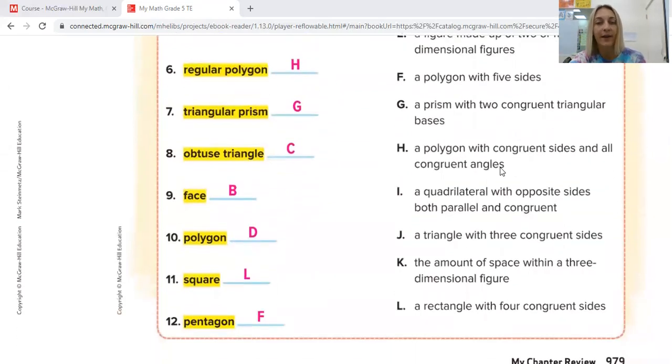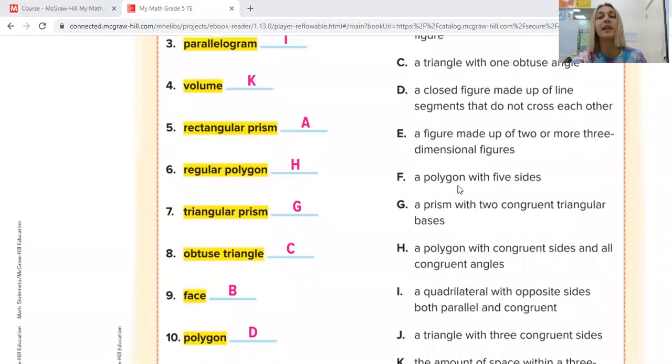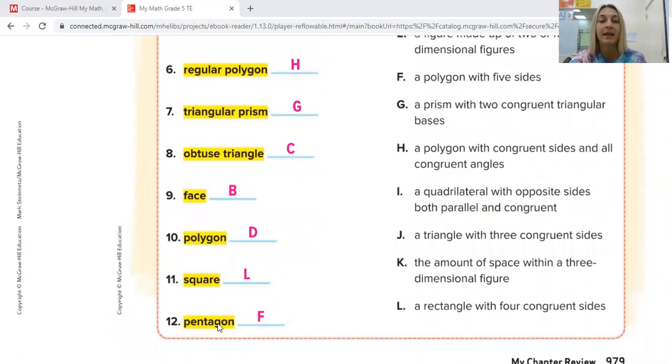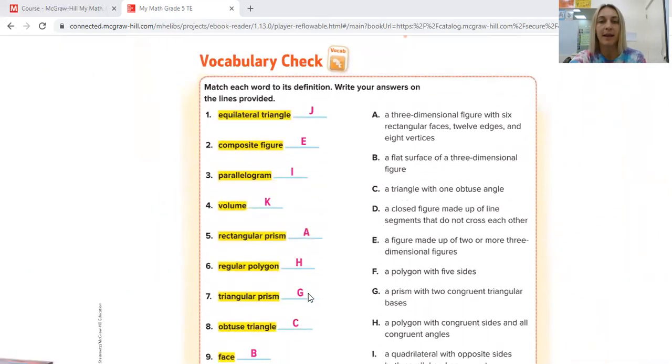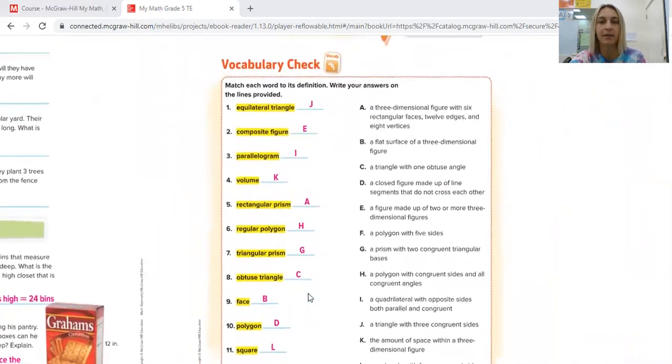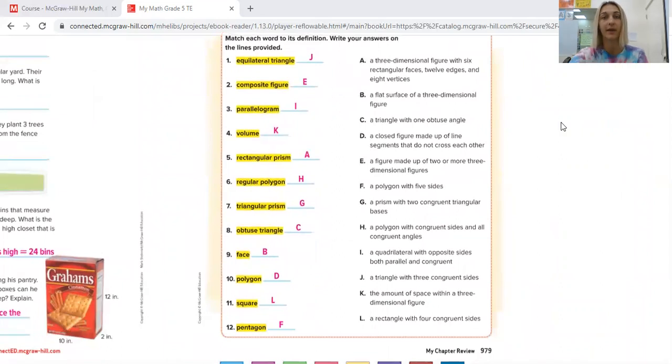Number 11, a square. This is a rectangle with 4 congruent sides. We all know what a square looks like, but the definition is that the sides are all equal, congruent. And a pentagon, number 12, I'll go up to F, is a polygon with 5 sides. Penta means 5. Okay, so I'll zoom back out if you want to pause and write down any of these definitions. Let's get this out of the way. If you don't have this printed off already, pause here, write down all of these definitions. So then when you work on the next few pages, you will not have any confusion, okay?